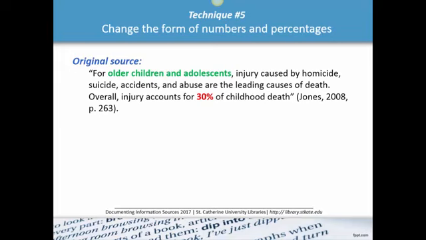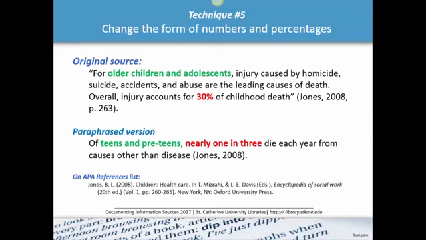And the last technique involves changing numbers to percentages and percentages to numbers. This example reports that injury accounts for 30% of childhood death. In the paraphrase version, I changed 30% to read 1 in 3. I also changed older children and adolescents to read teens and preteens. This paraphrase version is shorter and gives less detail than the original, but I think it makes the similar point, retains the same meaning, and uses my own words.